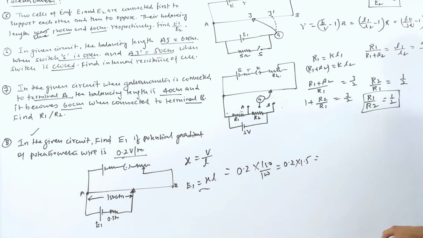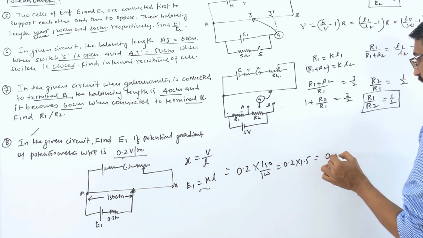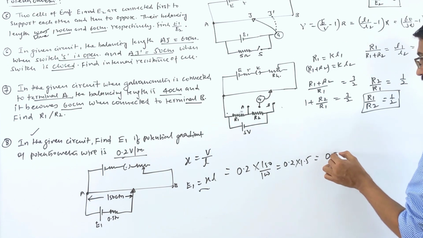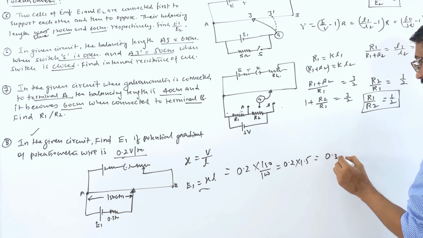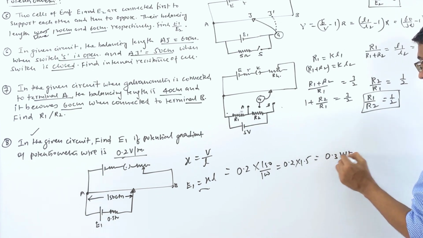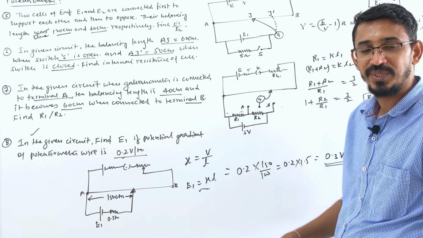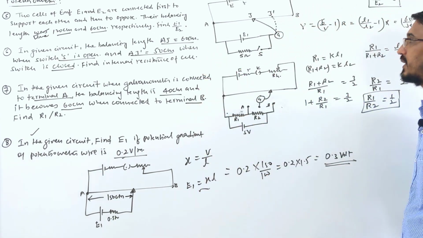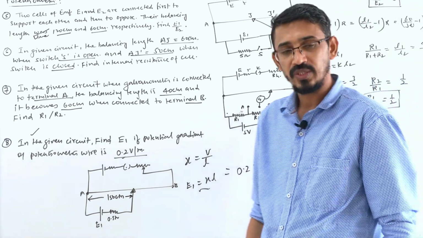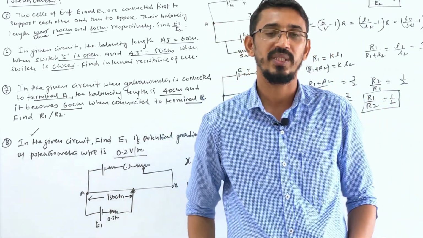So how much does it come? 0.03, no, 0.3 only, volt. Check your calculations, I do something wrong always while solving. So these were the examples, other examples based on potentiometer. It's very easy and a very important topic from exam point of view.